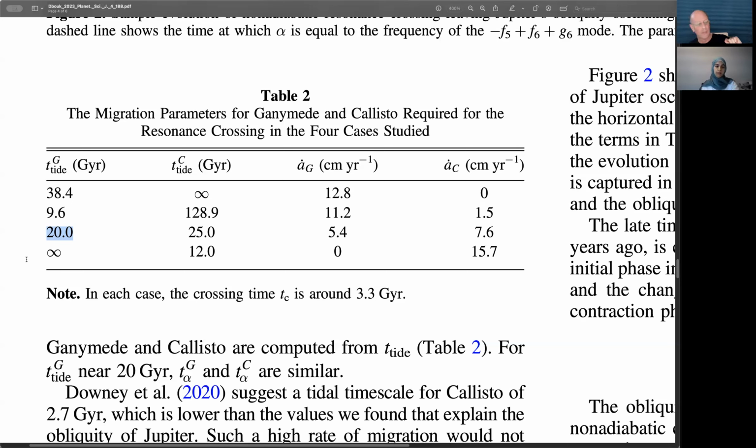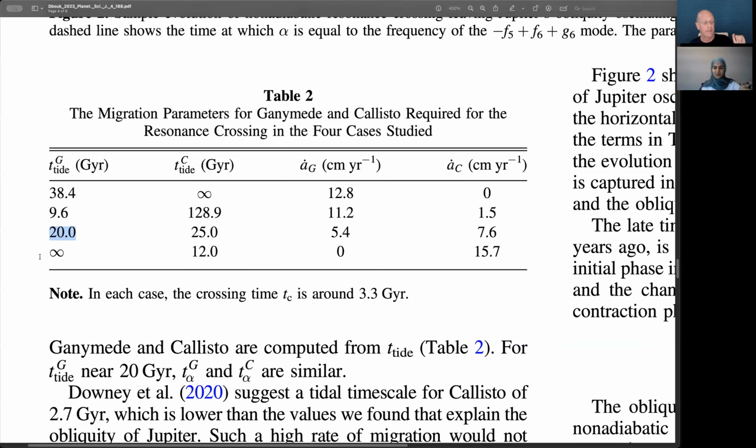But for Ganymede, that means 38.4 billion years, or 12.8 centimeters per year. Cool. And the last row is an infinite tidal timescale for Ganymede, which says that tidal timescale for Callisto, which means it's 0 for Ganymede, and then 12 billion years for tidal migration of Callisto, which is 15.7 centimeters per year for the migration of Callisto.